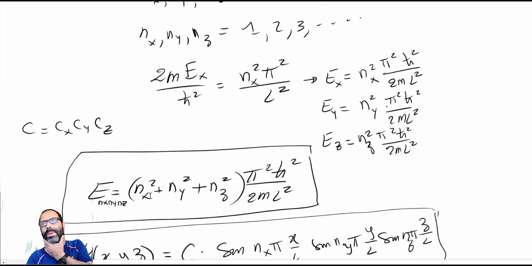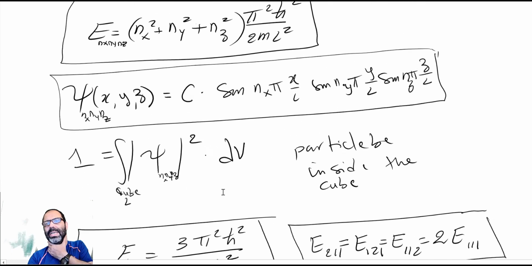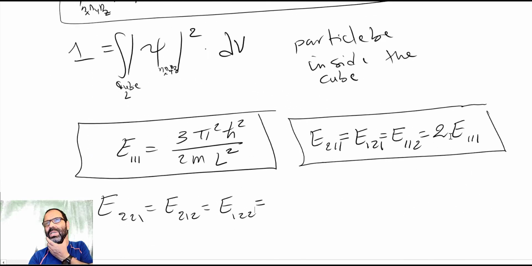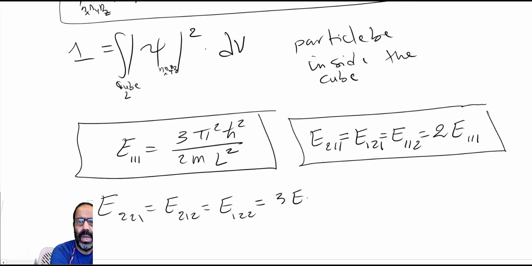So we'll have 2 squared, which is 4, and 2 squared, which is 4, that's 8, plus 1, that's 9, and 9 is 3 times as much as this number. So it's going to be 3 times E11, basically 3. So if I'm drawing these 3 energy levels, this is how they look.